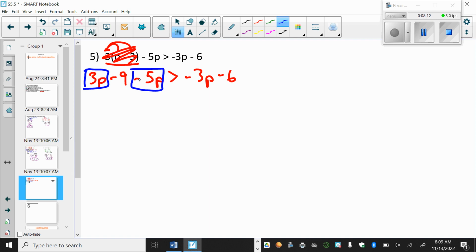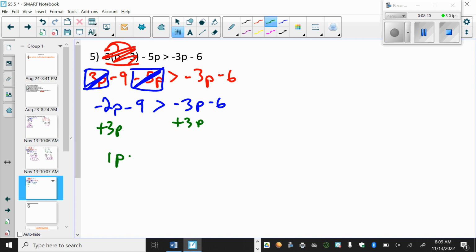3 minus 5, or 3 plus negative 5, leaves us a negative 2p. Bring down my minus 9. Greater than sign still, minus 3p minus 6. I'm going to go to my third step. Third step says variables to one side. I like my p's on the left, so I'm going to add 3p and add 3p. Ooh, look at that. Now I have 1p on the left, minus 9, greater than negative 6.